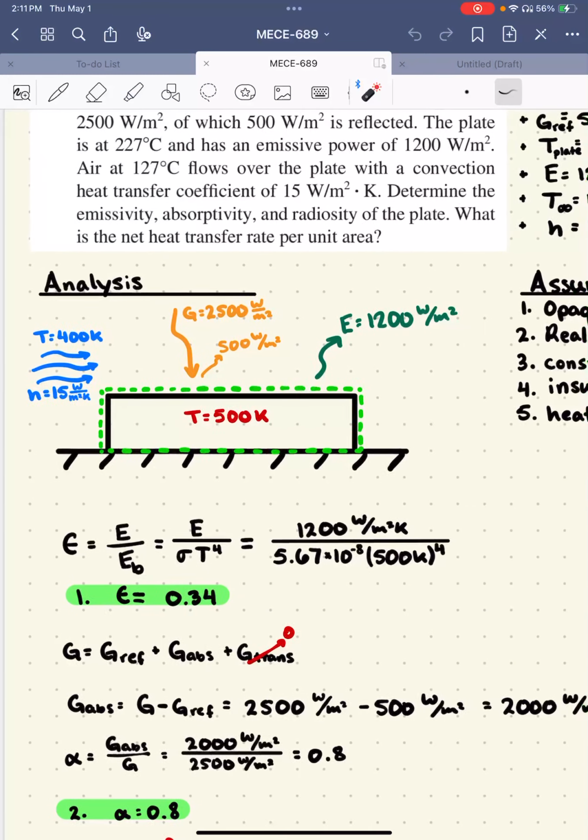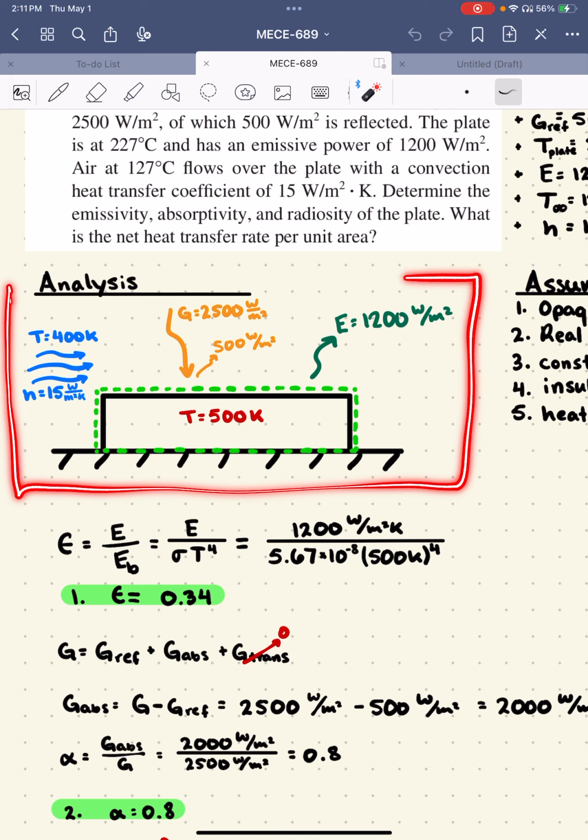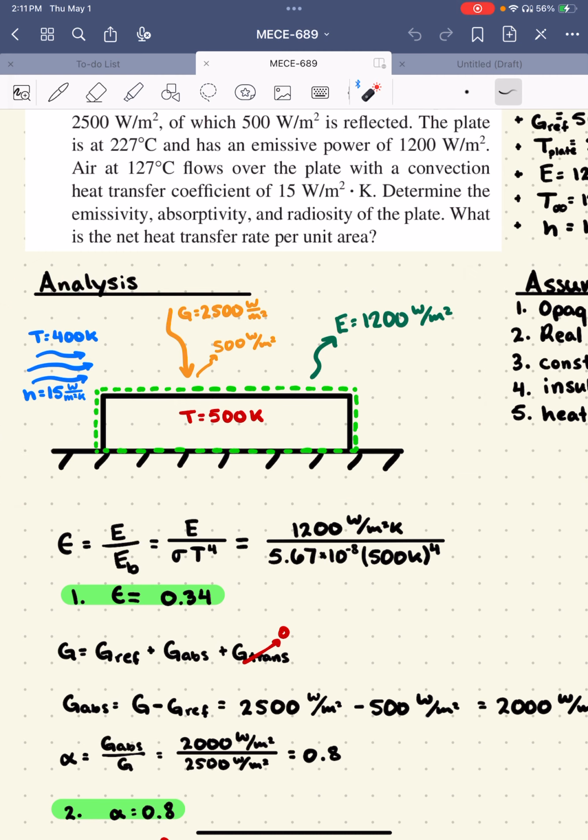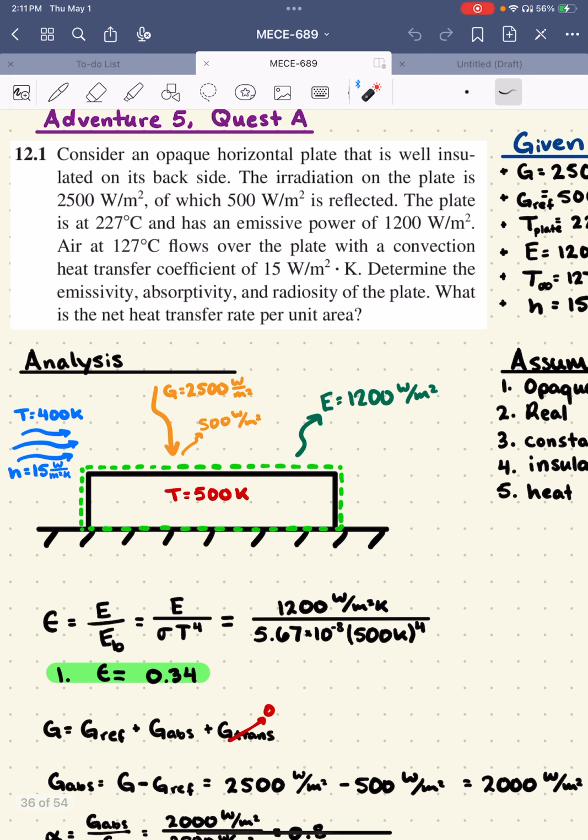So I drew a little schematic of what's going on, where we have a block here at 500 Kelvin. There's air flowing over the top of this plate at 400 Kelvin with a convective coefficient of 15 watts per meter squared Kelvin. It's insulated on the back plate, and one of the assumptions is that there's no heat transfer or heat loss through the sides. We have an irradiation of 2500 watts per meter squared, where 500 of those are being reflected, as well as a total emissive power of 1200 watts per meter squared.